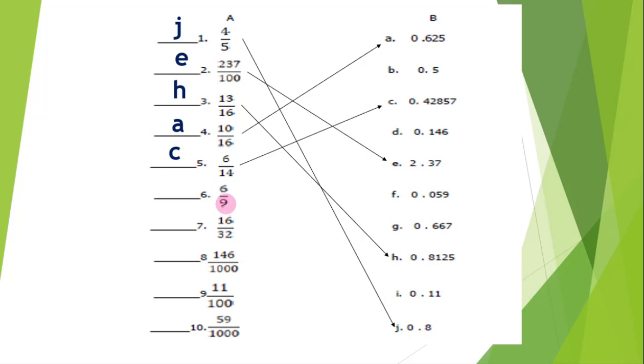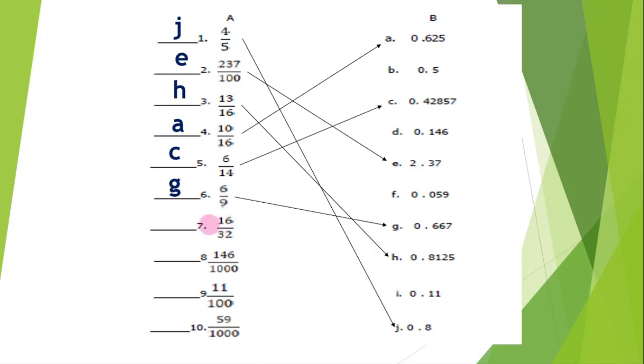For number 6, this is 6/9. 6 and 9 are both divisible by 3. So we can divide 6 by 3, that's 2. And 9 divided by 3, that's 3. So it becomes 2/3. And we know that 2/3 is equivalent to 0.6666 and so on. Or we can say it's letter G.